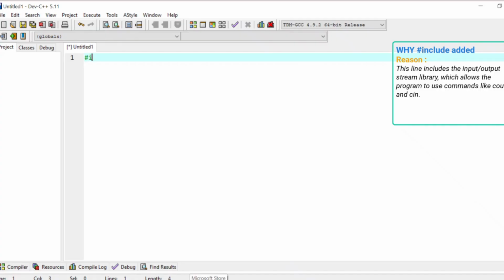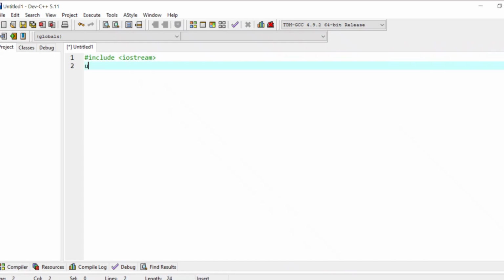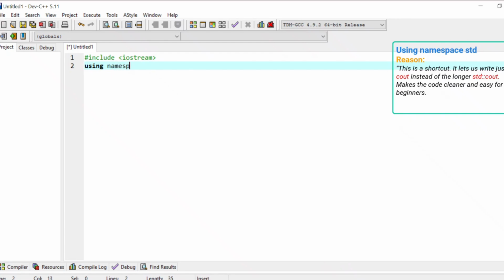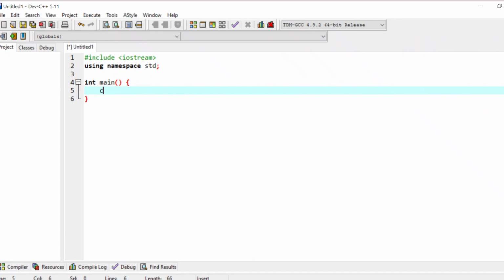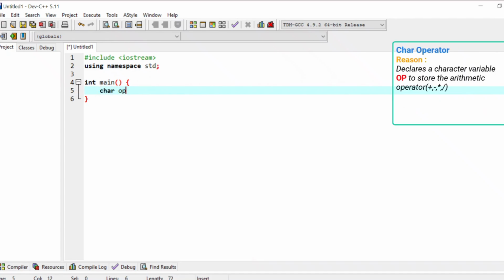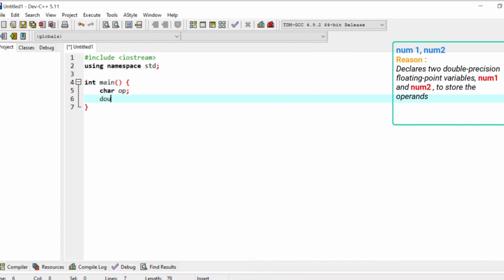First, we include the header file iostream and write using namespace std. Inside the main function, we declare a character variable called op to store the operator, and two double variables, number 1 and number 2, to store numbers.